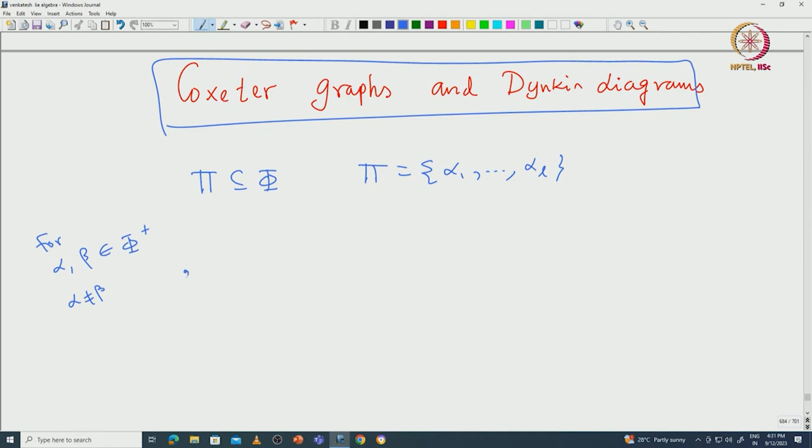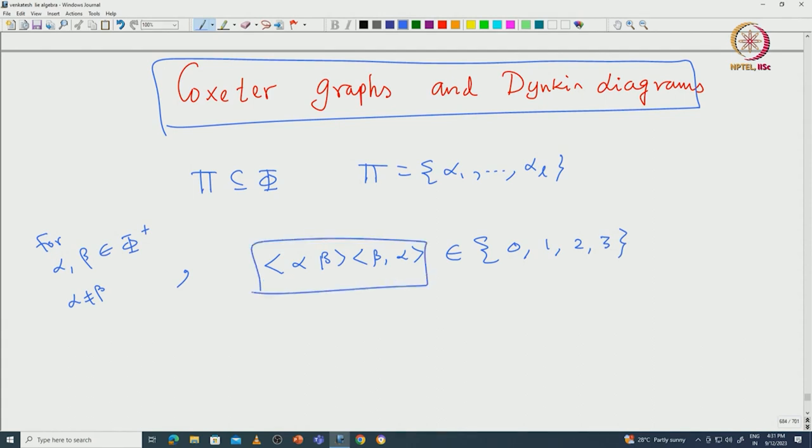then if you just compute this term, the product of the Cartan integer associated with alpha, beta and then beta, alpha, we have seen that. So this must be one of the following numbers: either 0, 1, 2 or 3. Since beta, alpha, the inner product is positive, this has to be a non-negative integer. So this can take values 0, 1, 2, 3. So this is something we know already.